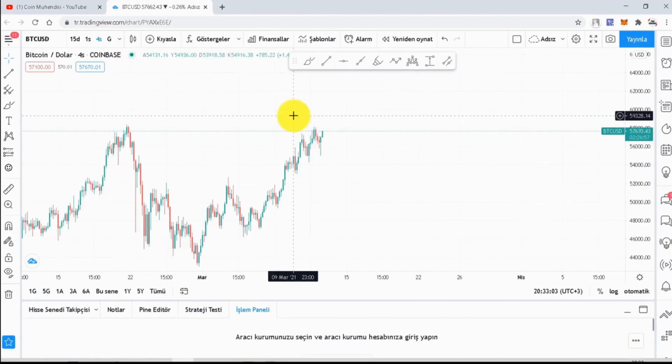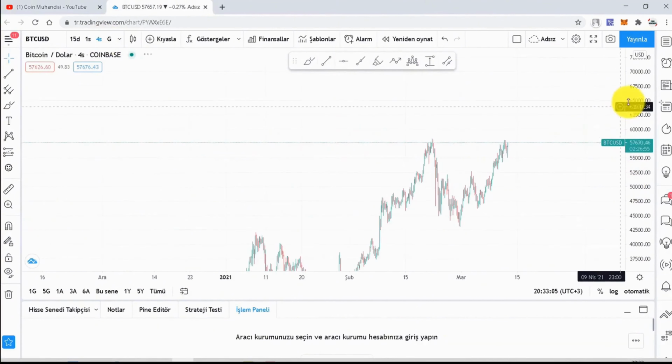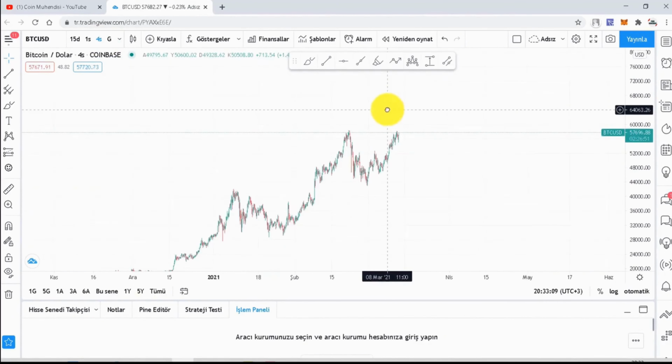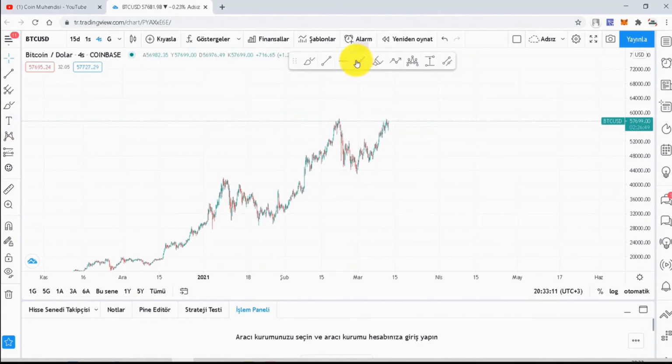Now, let's quickly move on to our topic. Here we see the 4-hour chart of Bitcoin. Now, I will explain how to draw a trend line. First, I need to identify two lows. I have a ray tool at the top here, and I will use it to draw a trend line.